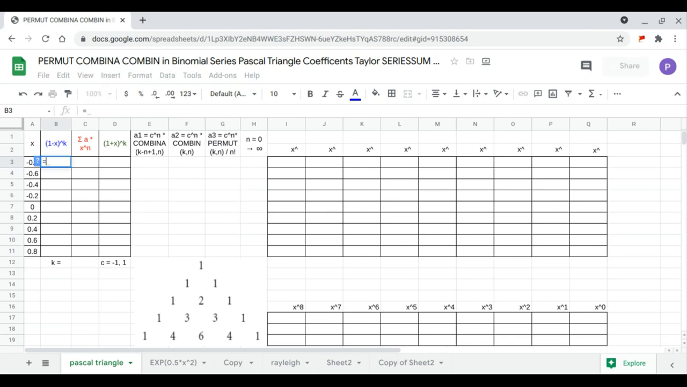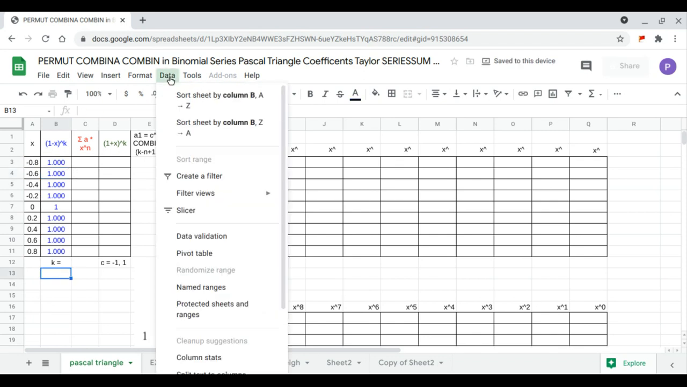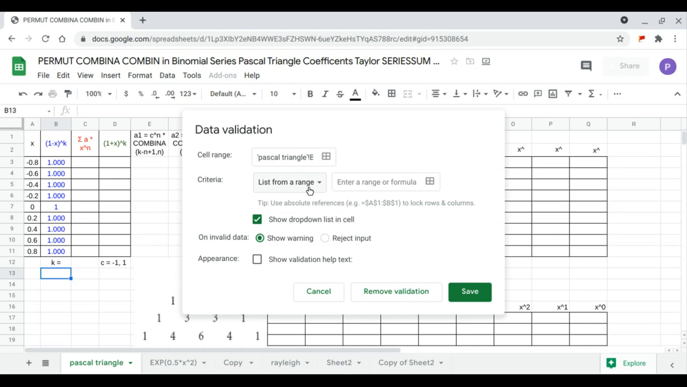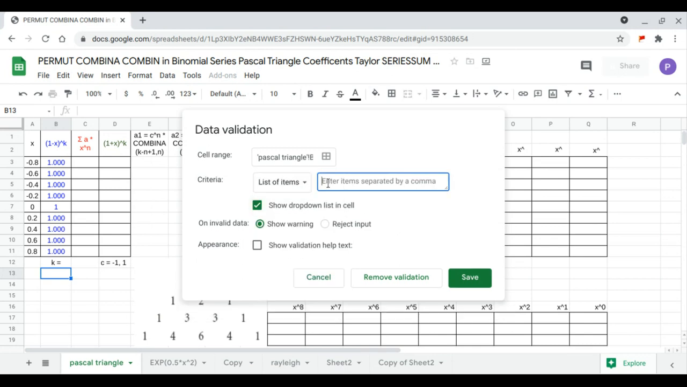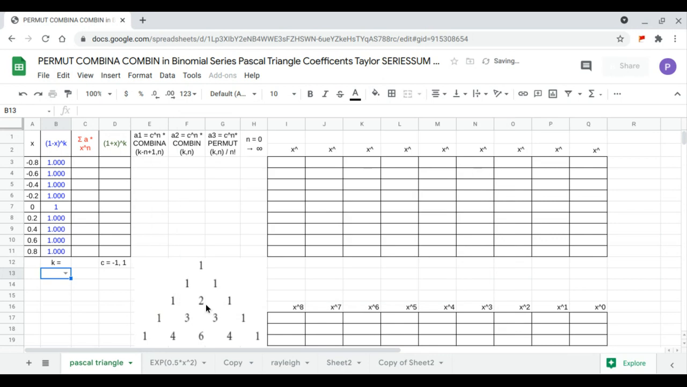This will be r of the quantity 1 minus x raised to the power k, and the value of k. Data validation, list of items 0, 1, 2, 3, and 4. That's because we're calculating these coefficients. So that's 0 up to 4.